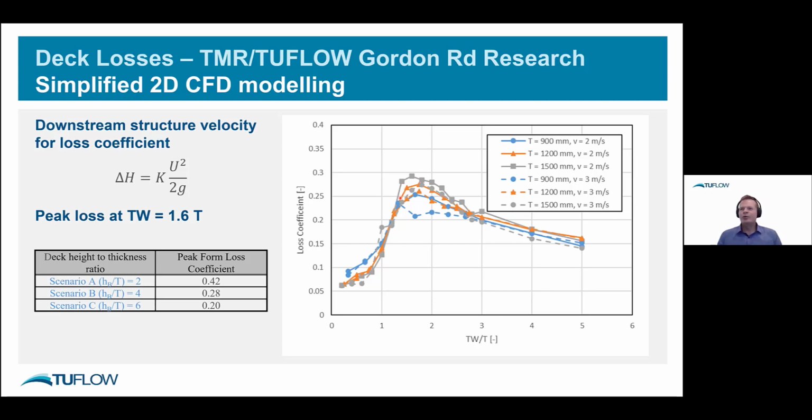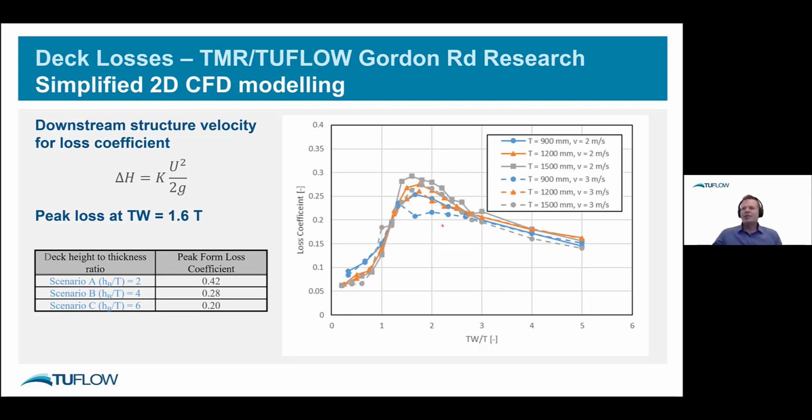That is a very useful curve to have because we can use this later on to generate a parameterized loss model. So what we can see here is that the peak is occurring for a tailwater level of around 1.6, maybe 1.8 times the bridge deck thickness. And in general, all of these peaks are around a head loss coefficient of somewhere between 0.25 and 0.3. I've eyeballed that and said it looks like about 0.28.